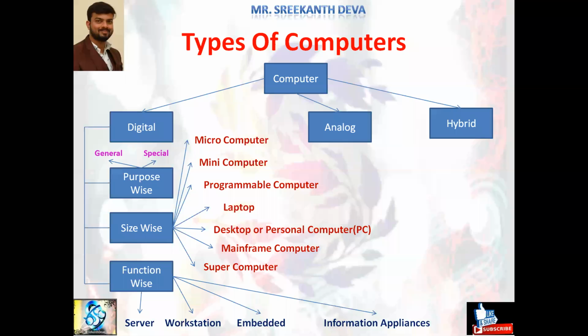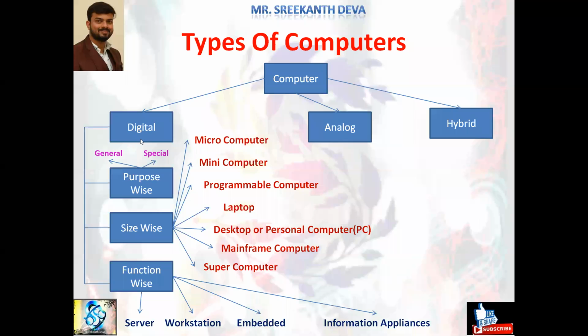See, what are the different types of computers? What is a computer? Already we are all familiar, right? A computer is an advanced electronic device or machine. It takes raw data as input, processes it, and gives meaningful information as output. Computers are basically categorized into three different types: digital computers, analog computers, and hybrid computers.